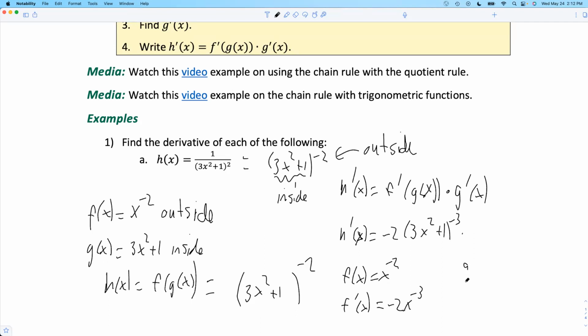times, we had g of x was 3x squared plus 1, so g prime of x, the derivative of 3x squared plus 1 is just 6x. So this right here is f prime evaluated at g, and this is g prime of x. It's a good place to stop on this first one.